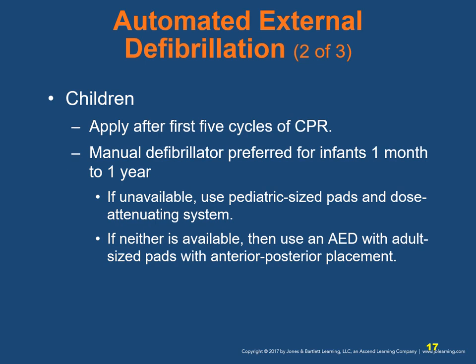AED use in children. Apply after the first 5 cycles of CPR. For children 1 month to 1 year of age, a manual defibrillator is preferred. If this is not available, use pediatric-sized pads and a dose attenuating system. If neither is available, then use an AED with adult-sized pads with an anterior-posterior placement.